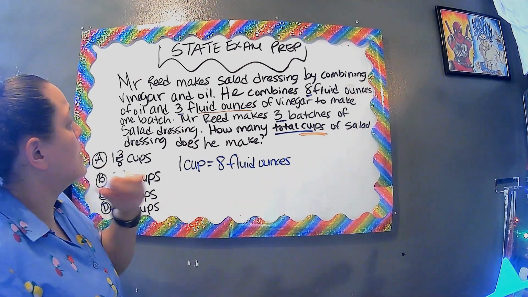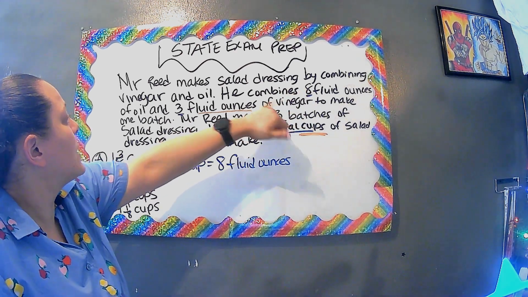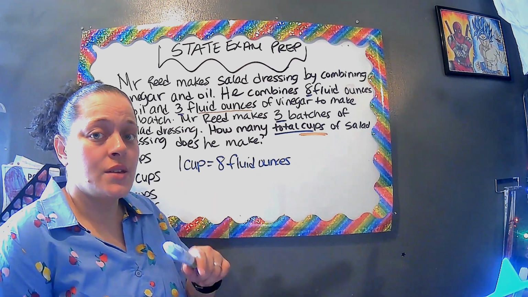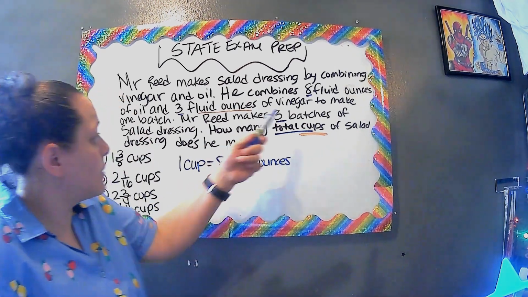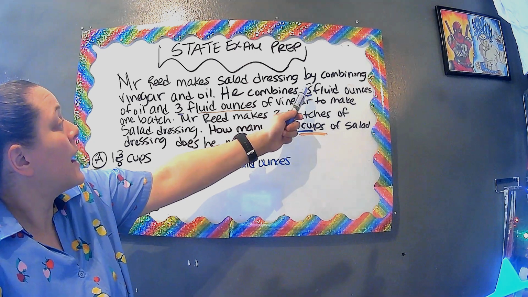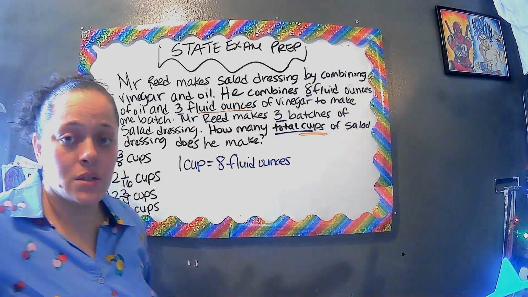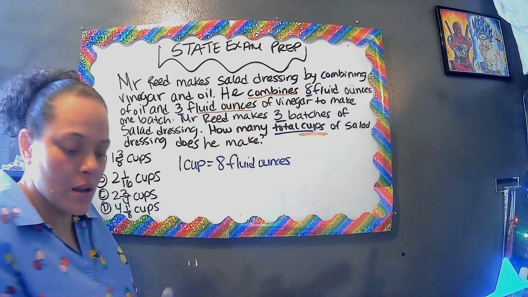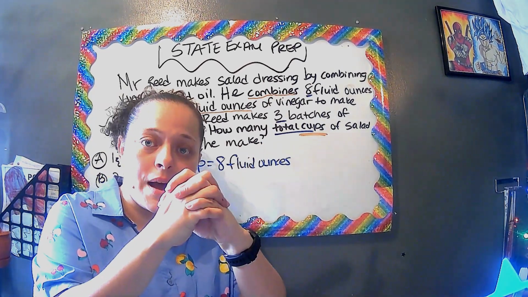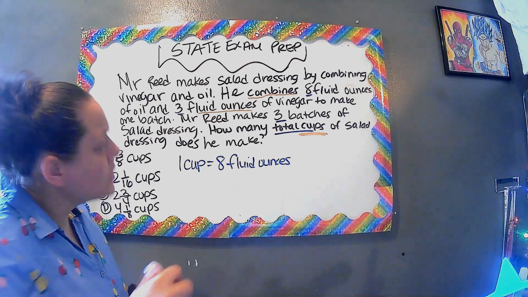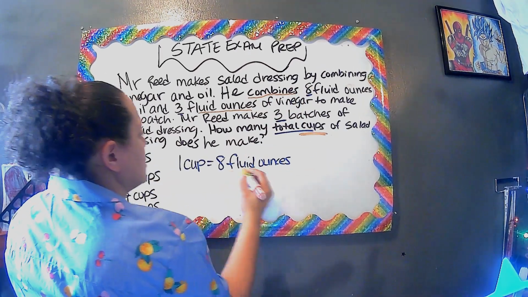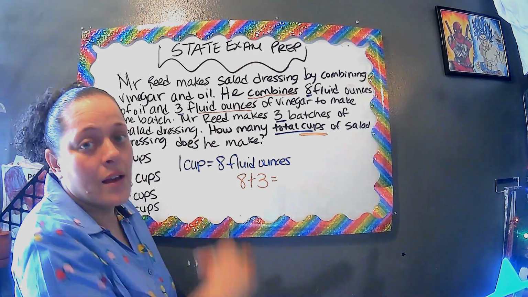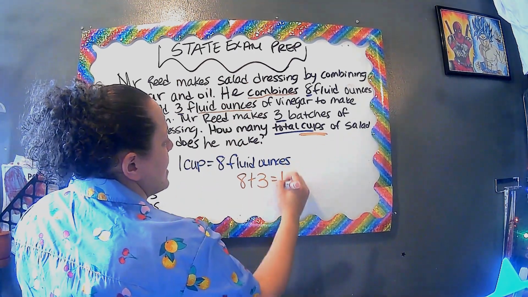Alright, so now it says here we have 8 fluid ounces and 3 fluid ounces. 1 cup equals 8 fluid ounces, and this is going to be handy in a little bit. So here we have 8 fluid ounces, and he combines that with 3 fluid ounces. And if you remember, the word combine usually has to do with adding. So what I always do is combine, add, right? So we already know that we have to do 8 plus 3, right? And if we know what 8 plus 3 is, it's 8, 9, 10, 11. So now we have 11.